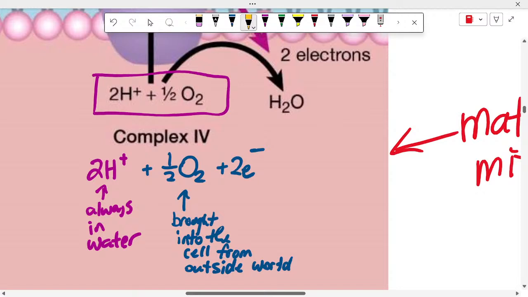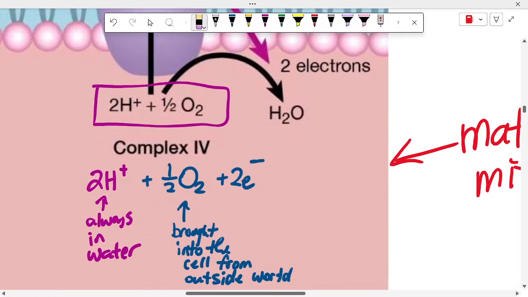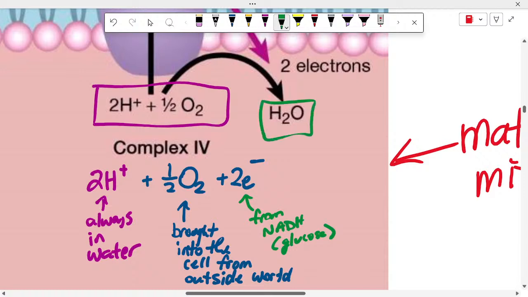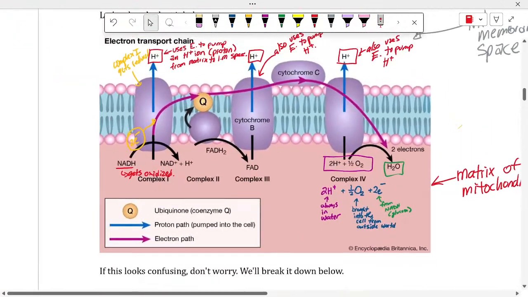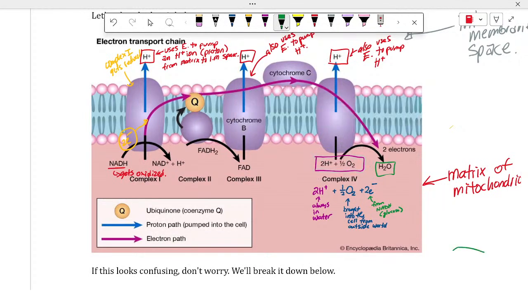And it gets these from complex 4, which came from complex 3, which came from complex 1, which came originally from the NADH, which came originally from our sugars. Does that make sense? These electrons can be traced all the way back to your glucose. So these are from NADH, and really, they're from your glucose. And what does that form as a result? Water. Great.